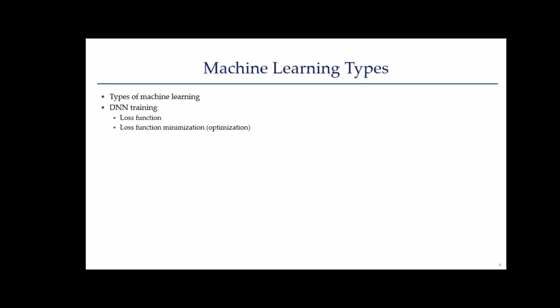This is lecture number 5, and in this lecture we're going to talk about types of machine learning and topics related to DNN training, which include loss function and loss function optimization or minimization. By the end of the lecture, you'll be able to understand all aspects related to training a DNN.